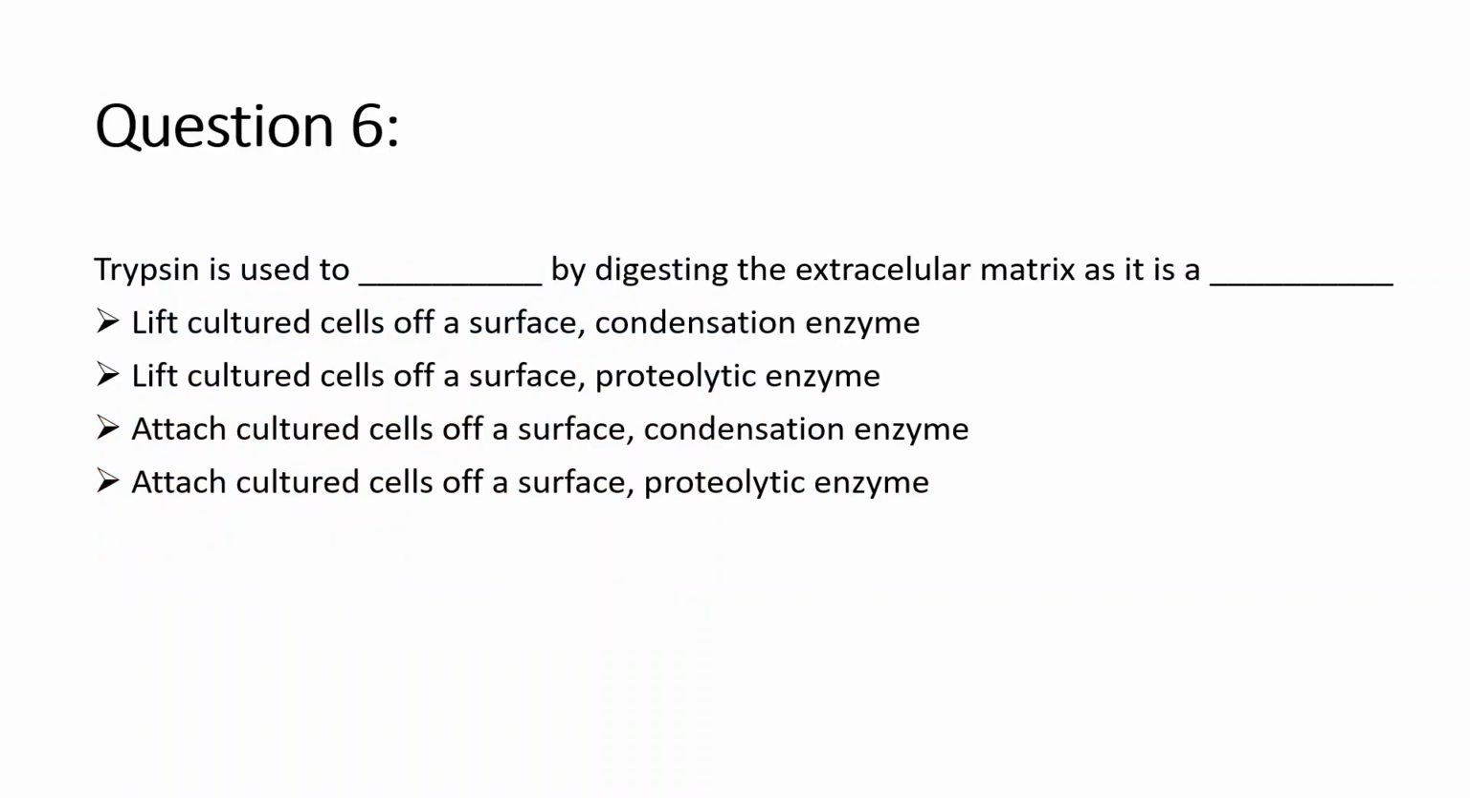Next, moving on to question number 6. Trypsin is used to do what? By digesting the extracellular matrix, as it is a, again we have a blank. So there are 4 options here: lift cultured cells off a surface, condensation enzyme; lift cultured cells off a surface, proteolytic enzyme; attach cultured cells to a surface, condensation enzyme; or attach cultured cells to a surface, proteolytic enzyme.